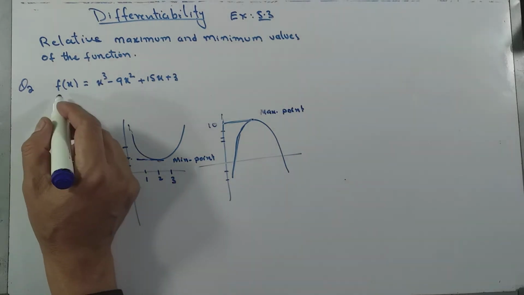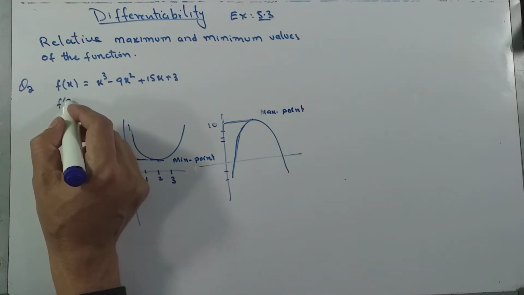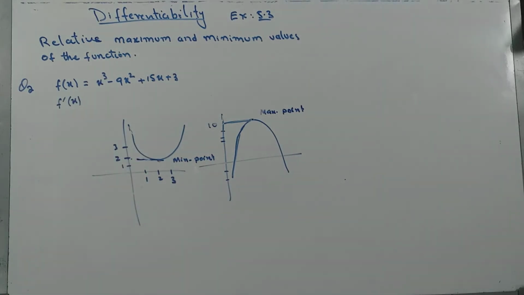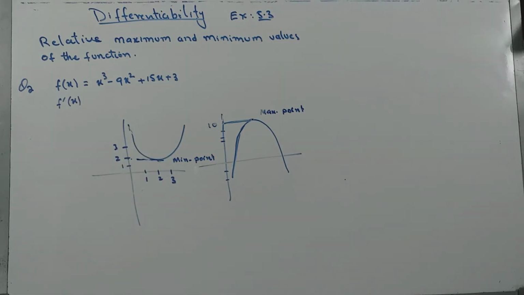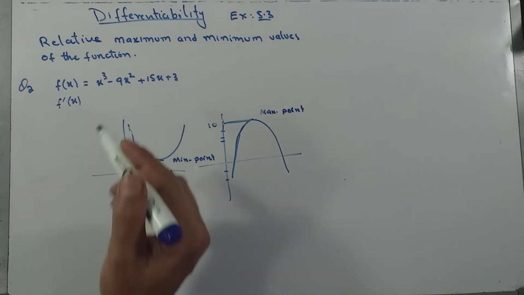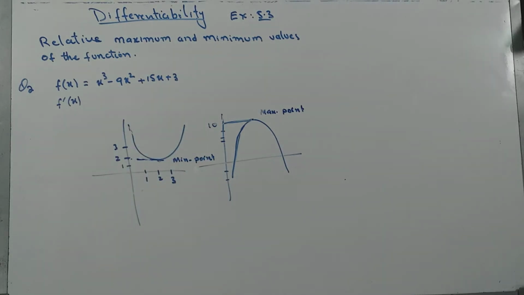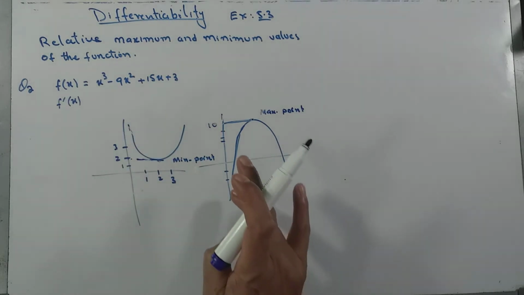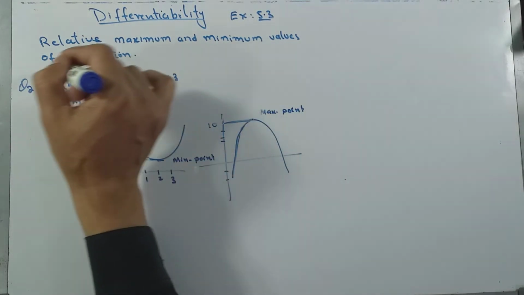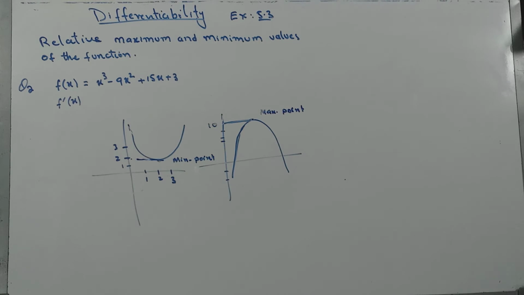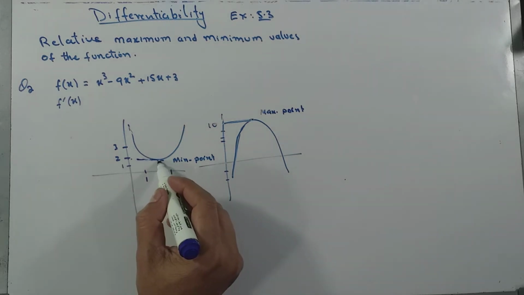We need to find out the derivative of this function. When we find the derivative, we will get the slope. Derivative of this function means the slope of this function. We will find the slope of this curve. Now, the maximum or minimum points are also called stationary points. This one is a stationary point.